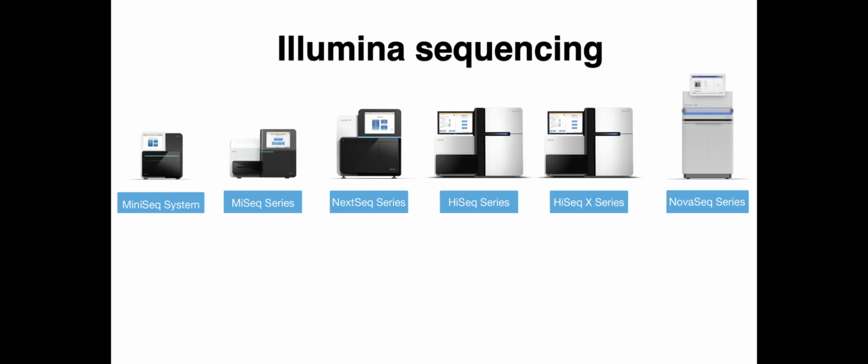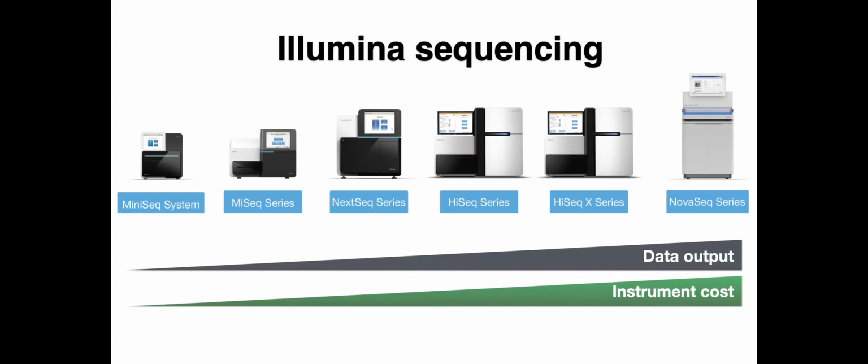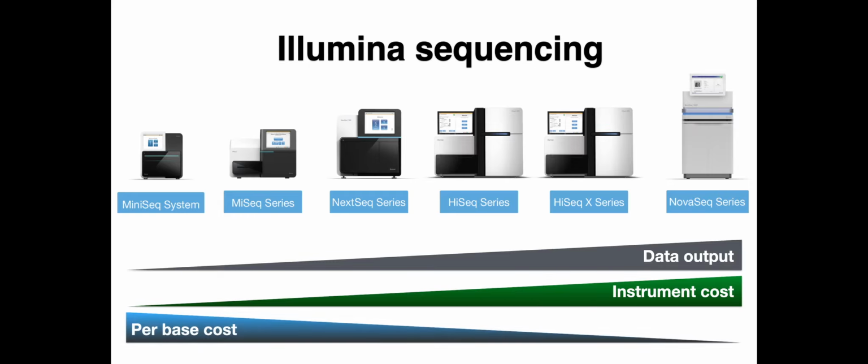But the real way in which they differ is simply on data output, with the NovaSeq generating the largest amount of data output and the MiniSeq on the opposite end of the spectrum. Of course, that also means that they scale by cost from left to right, with the NovaSeq being the most expensive. The advantage of having something like a very expensive NovaSeq is that you're delivering the lowest cost per base.